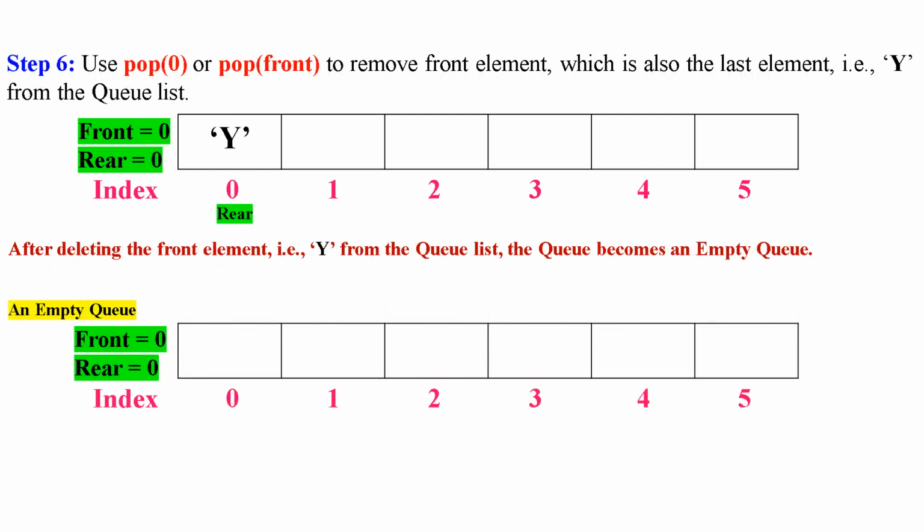Step 6. Look at the first picture. Use pop 0 or pop front to remove front element, which is also the last element that is y from the queue list. After deleting the front element that is y from the queue list, the queue becomes an empty queue. Now, look at the second picture. It's an empty queue. So, we have performed 5 deletion operations, also called dequeue, which results in an empty queue.